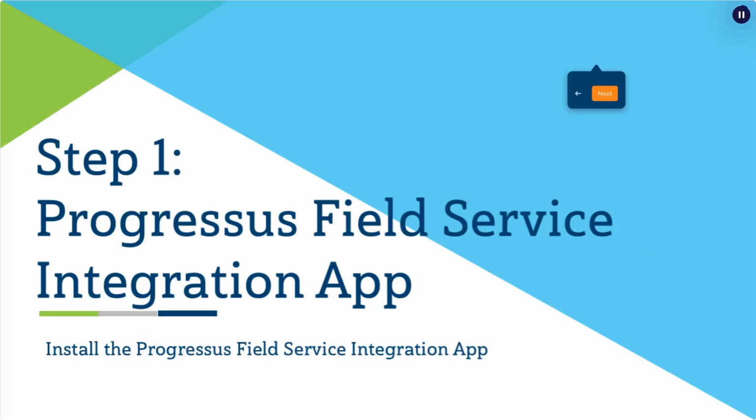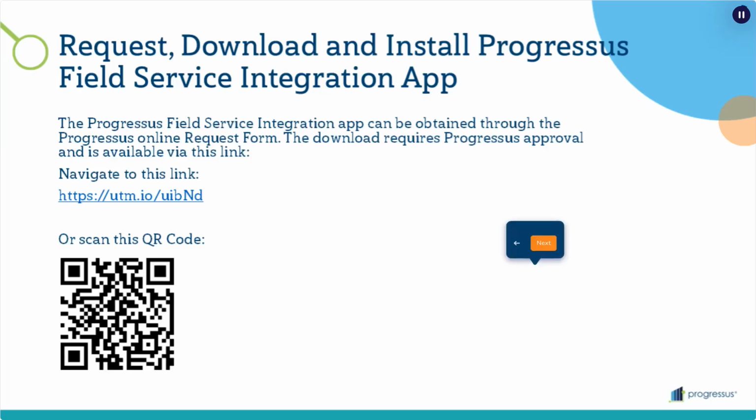To begin, request a download of the Progressus Field Service Integration app. Once the request is approved, a link to download the file will be provided. You can request the app file by either clicking the provided link or scanning the QR code. Simply complete and submit the request form, and once it's approved, you'll receive an email with a download link sent to the email address you provided.